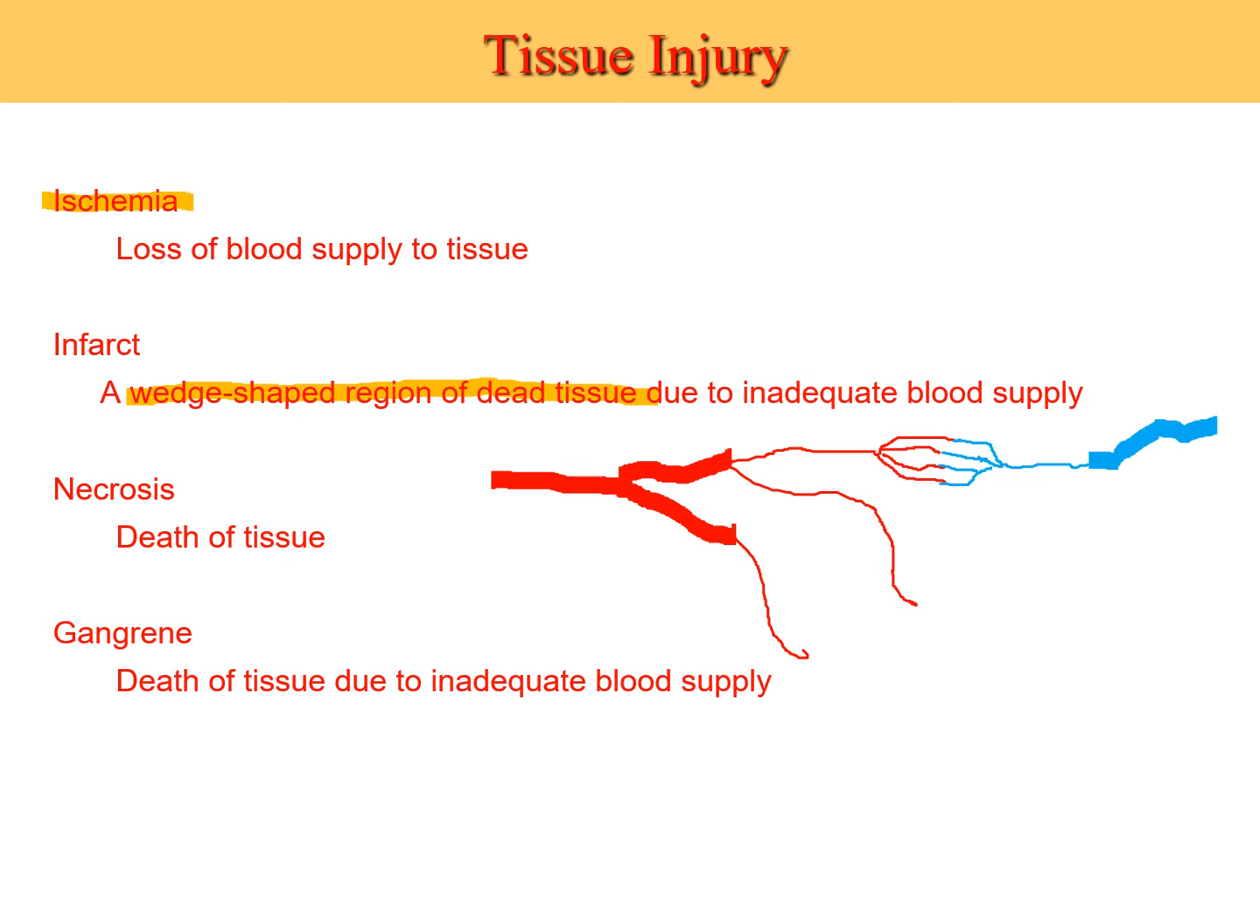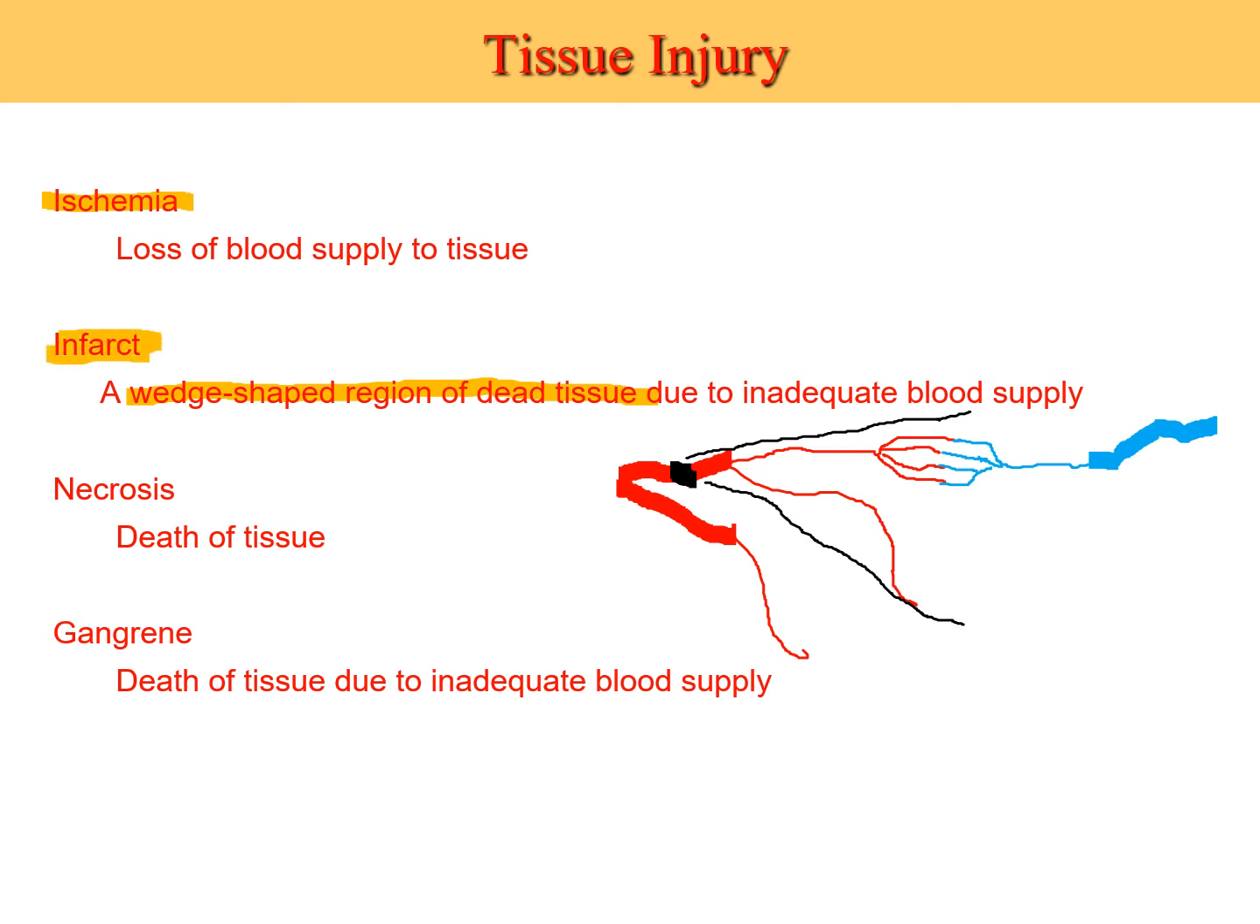So if there's a blockage, say here or here, then what you would typically get is a wedge-shaped area. I'm going to outline it in black. A wedge-shaped area, because the circulatory system fans out, and a fan shape like that in 3 dimensions is the same shape as a wedge. So typically, if you have inadequate blood supply into an area, there's a blockage or some problem, then you get a wedge-shaped region of dead tissue, and that is called an infarct.